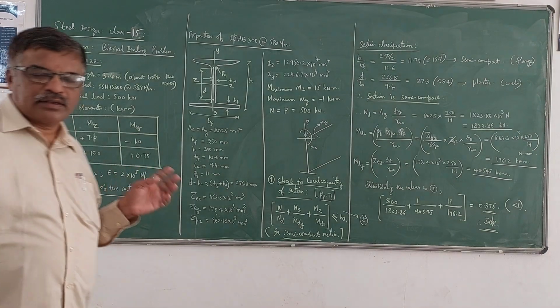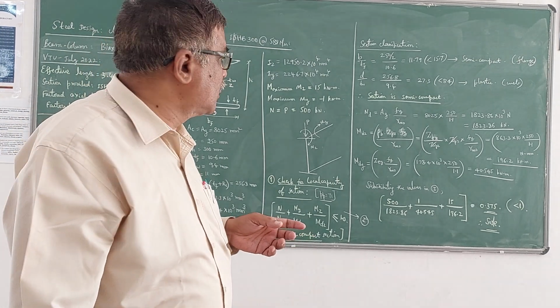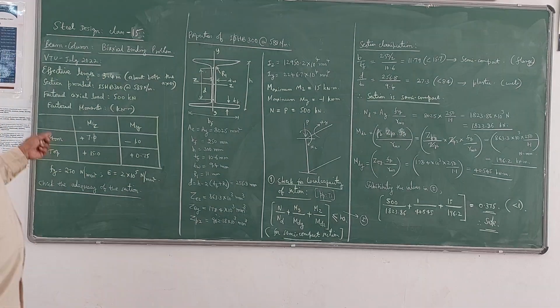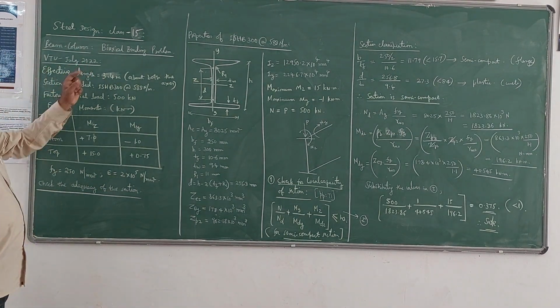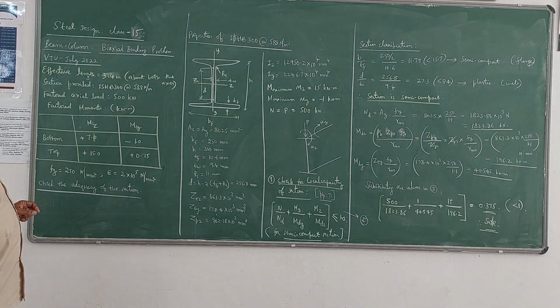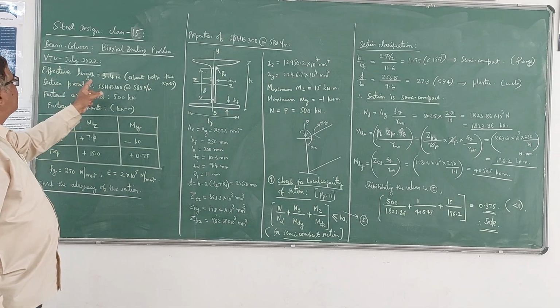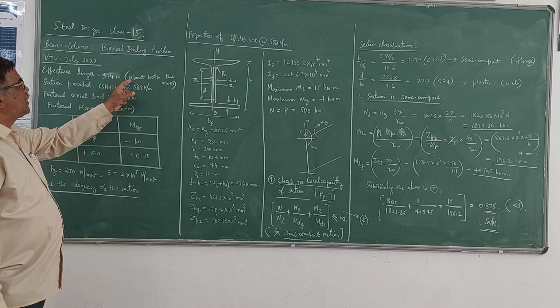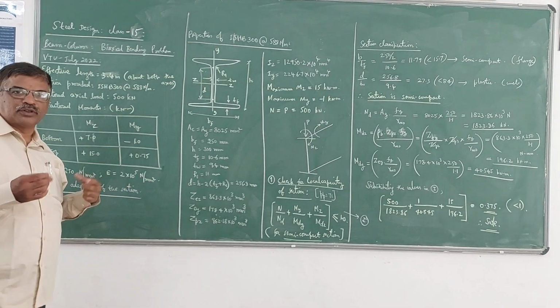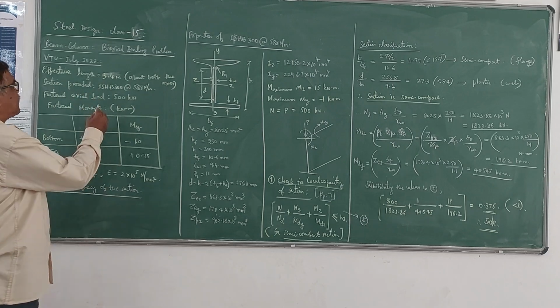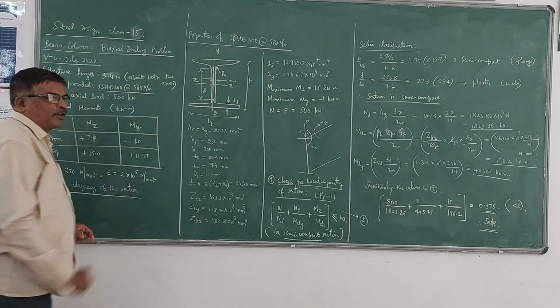In this class, we will discuss a problem on biaxial bending of a beam column. It is an examination problem, VTU July 2022. The data is given like this. The effective length of the beam column is 3.4 meters about both the axes, that means about both Y and Z axis. Section provided is ISHB 300 at 588 Newton per meter.